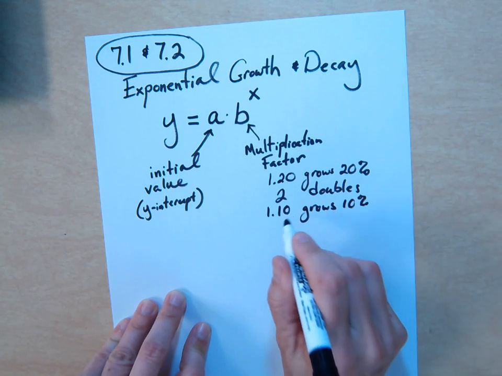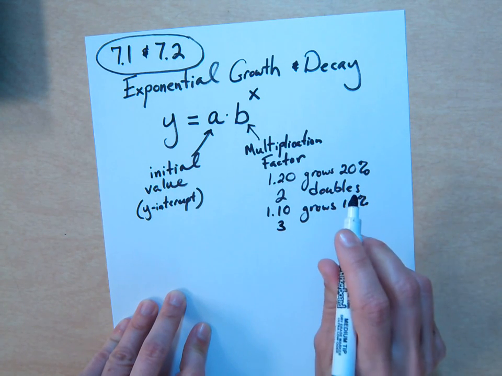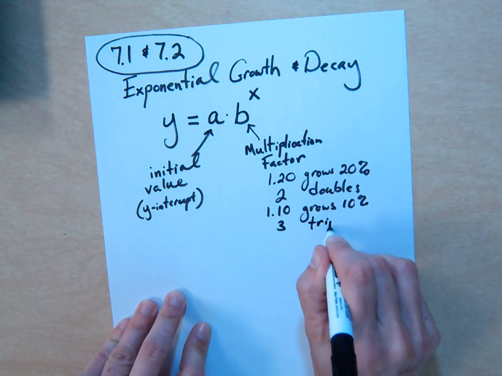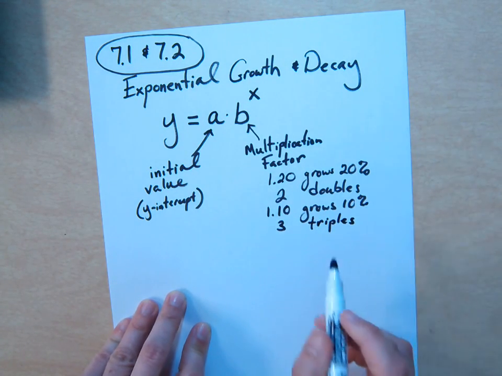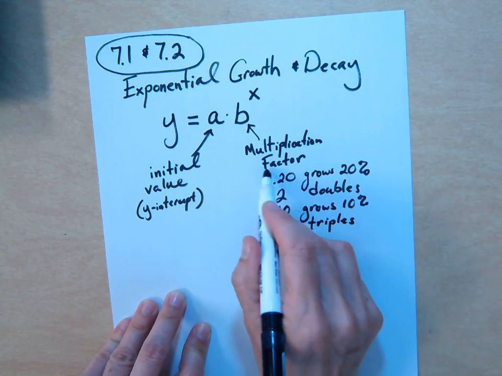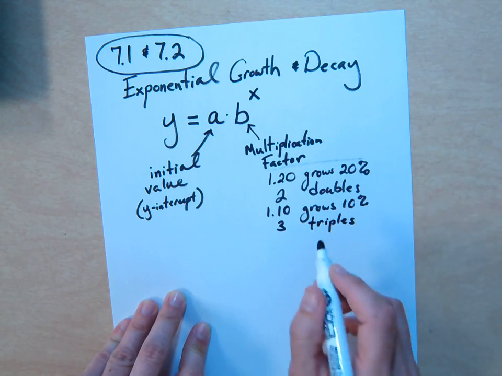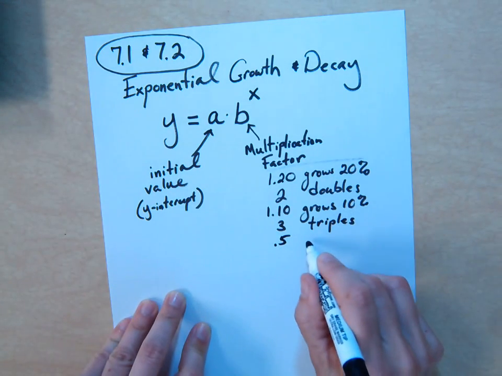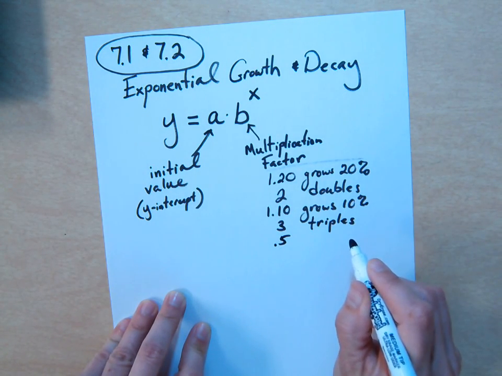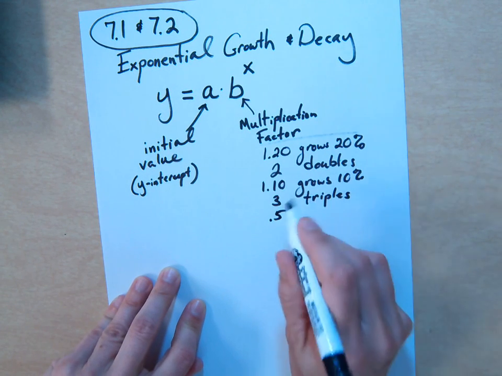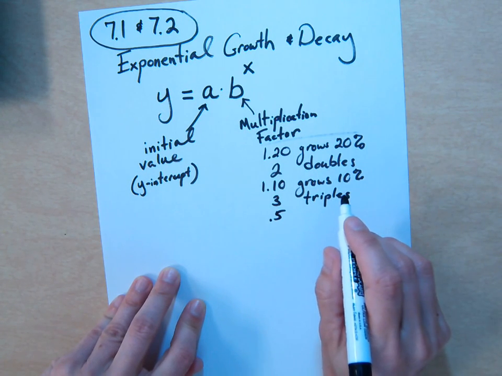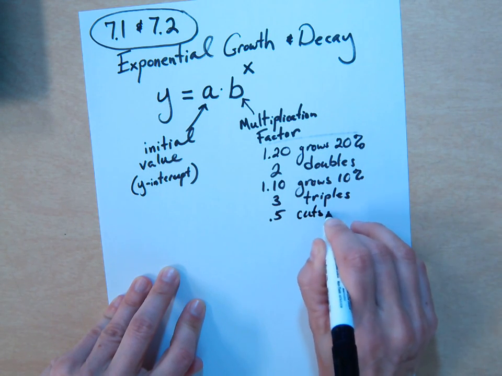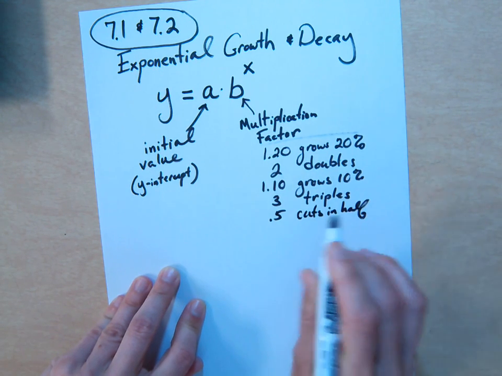If it were 3, what would that mean? Instead of doubles, it triples. So that's for growth. If it's a number smaller than 1, like 0.5, what's happening every time? It's not growth now, it's decay. So what does 0.5 do? It cuts it in half each time.